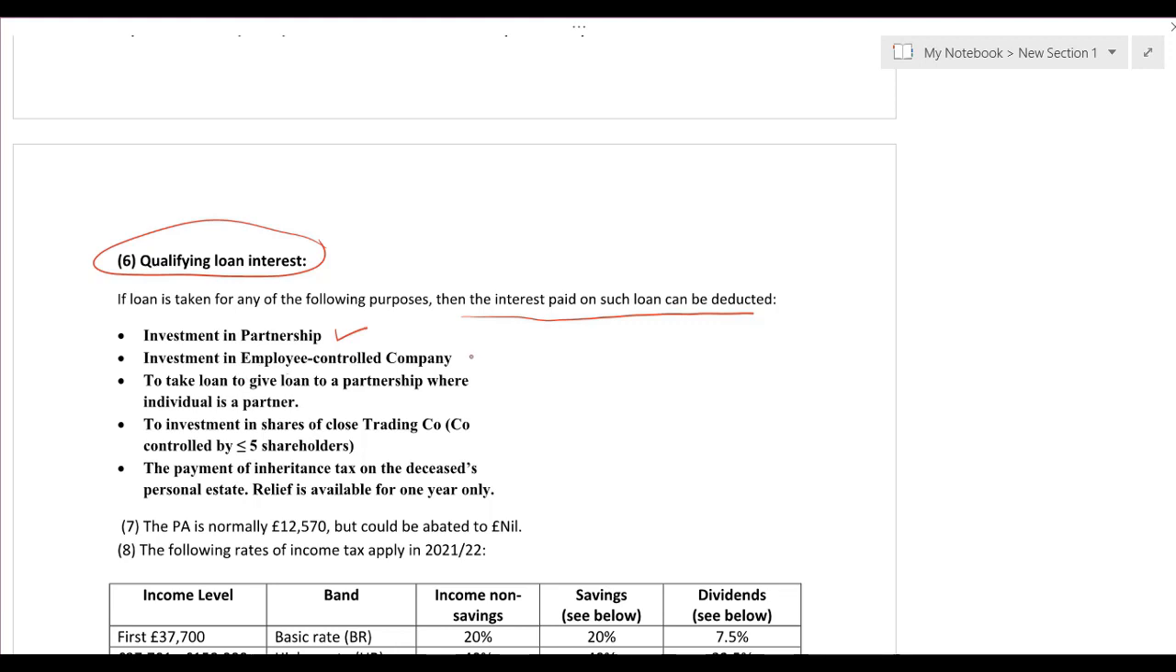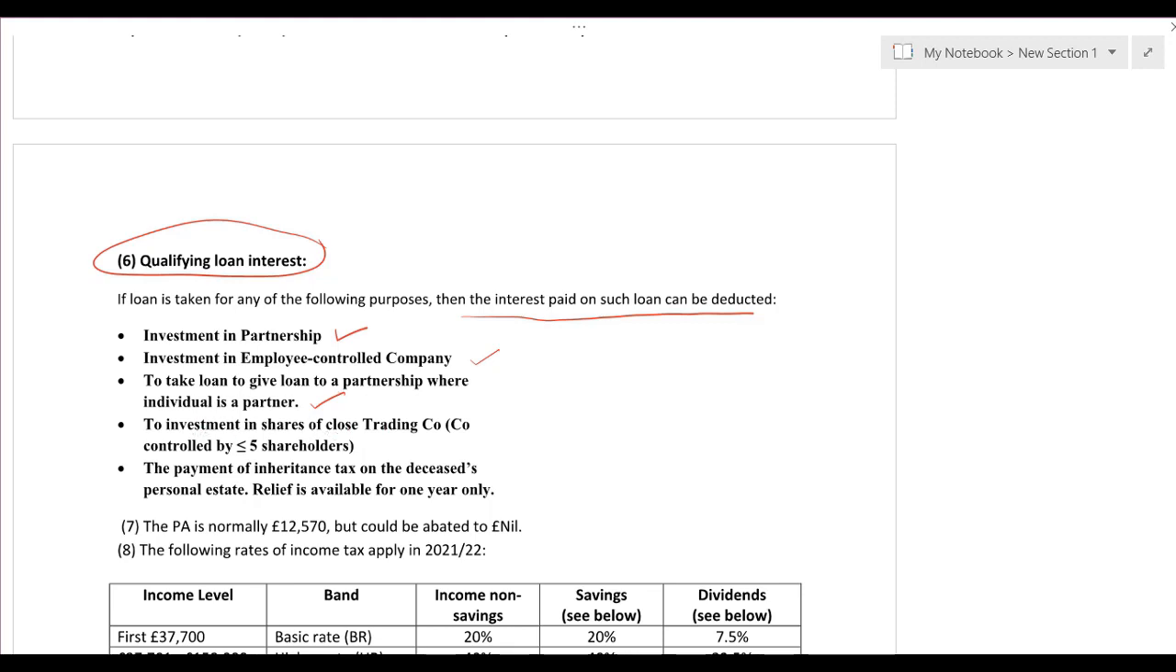Investment in an employee controlled company. Someone takes a loan and invests in a company which is controlled by the employees. Third, to take a loan to give a loan to a partnership where the individual is a partner. Let's say you are a partner in XYZ partnership firm. You took the loan to give a loan to the partnership firm. So whatever loan you have taken to give a loan to the partnership, that is also a qualifying purpose and interest paid on such loan is a qualifying interest which you are supposed to deduct from your total income.